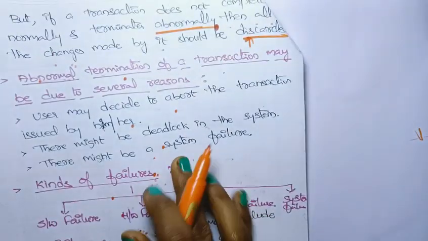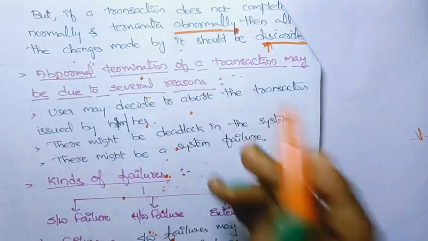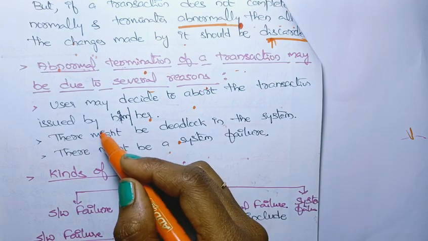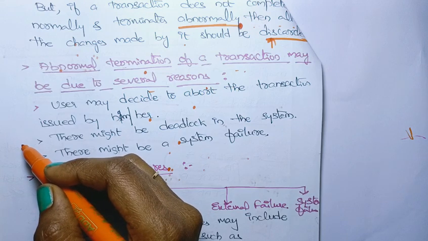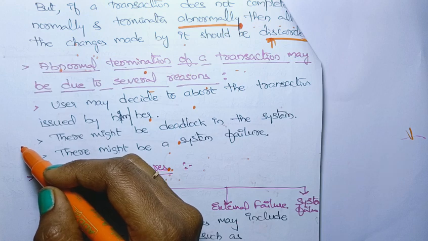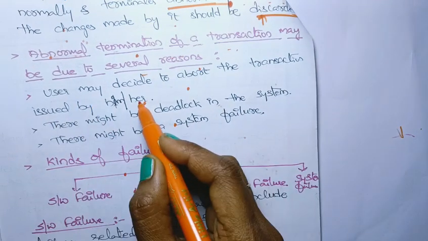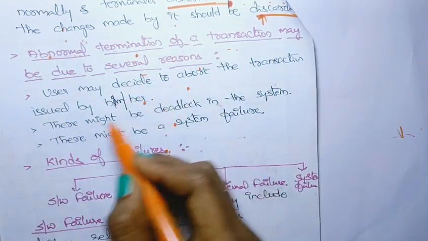Next, abnormal termination. What does abnormal mean? Abnormal termination of a transaction may be due to several reasons. Sometimes during online transactions, after entering the OTP, they tell us not to press the refresh button. But if we don't want to complete the transaction, we sometimes press it. That is nothing but abnormal termination. So the user may decide to abort the transaction issued by him or her. That is abnormal.